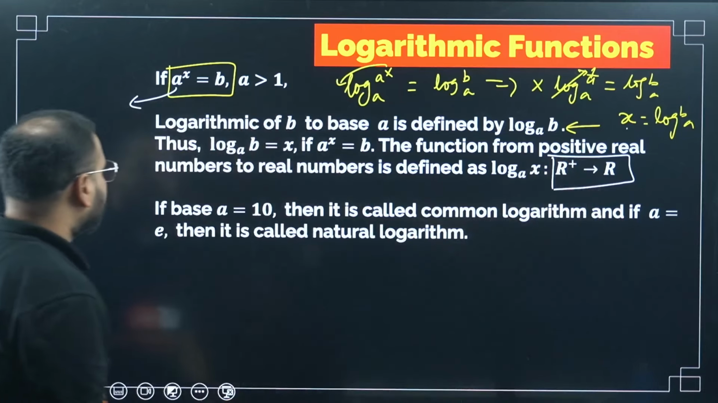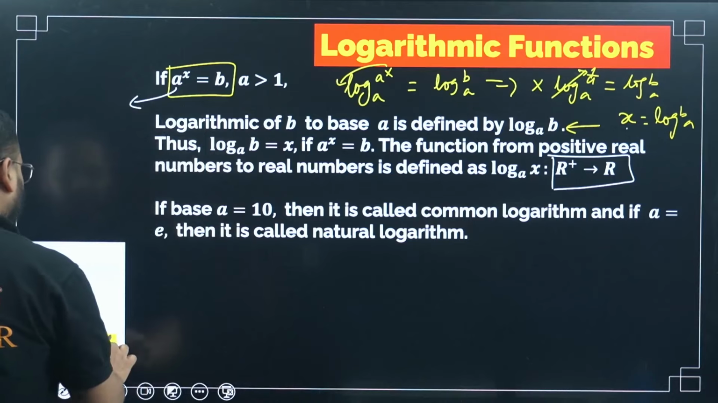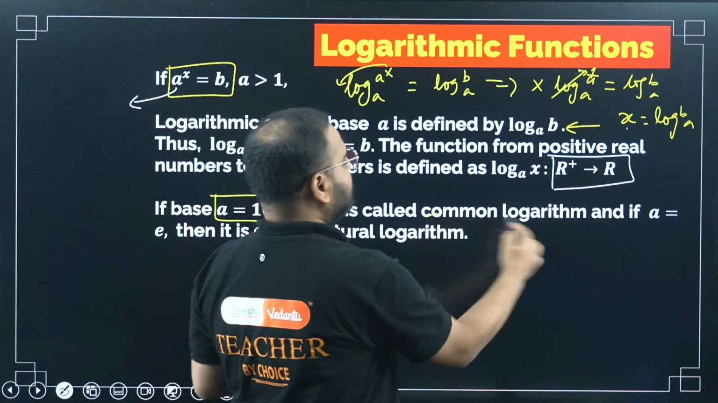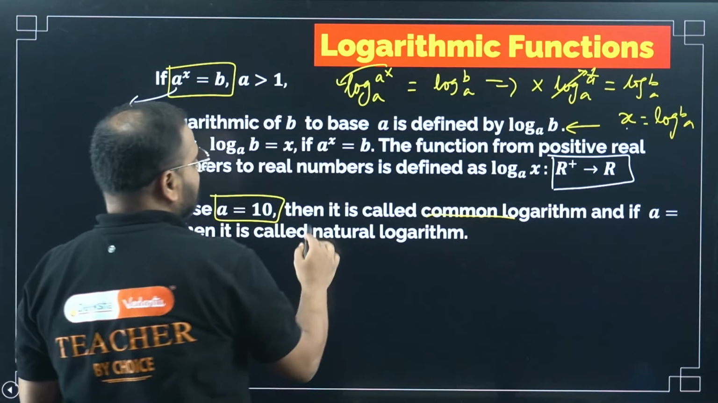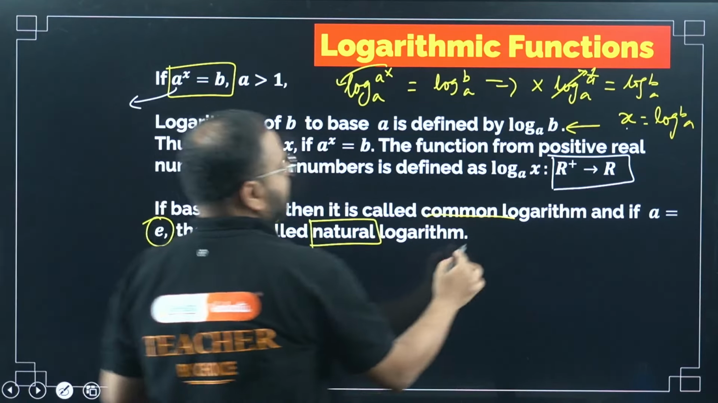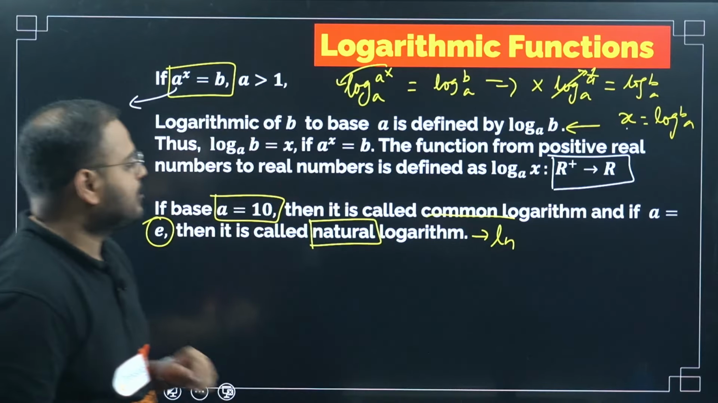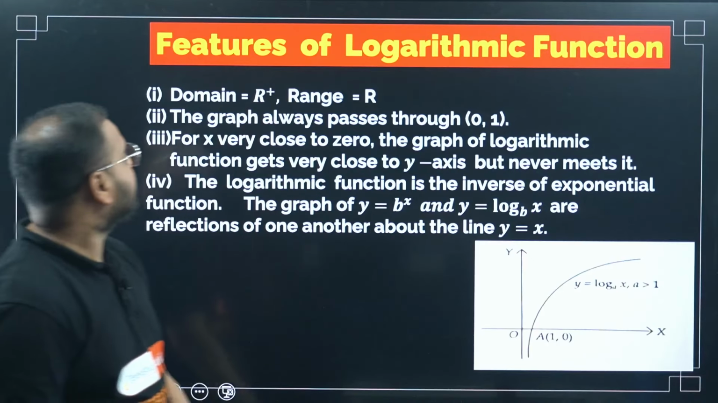All right. Anything else? If this base is 10, then we call it common logarithm. If this base is e, the natural value, we call it natural log, written as ln, right? So we write the symbol as ln. Let's look at the features.